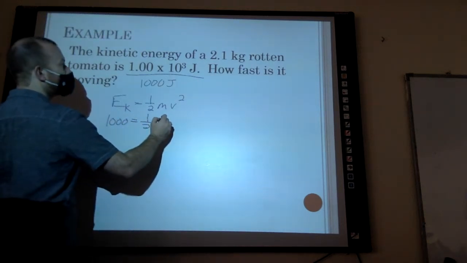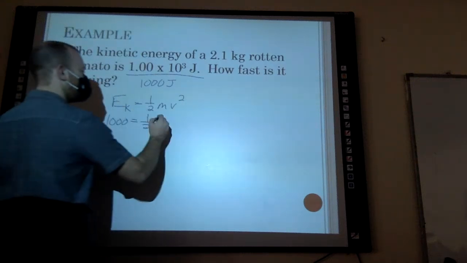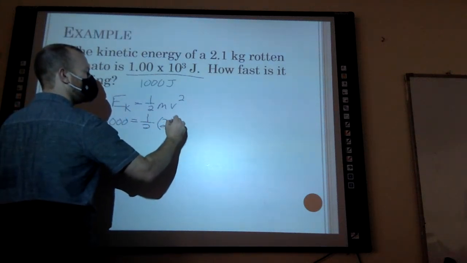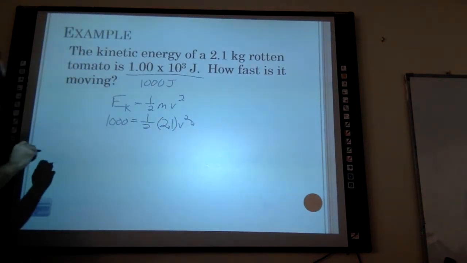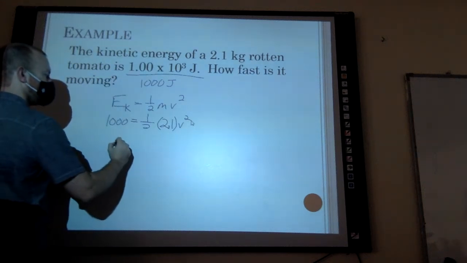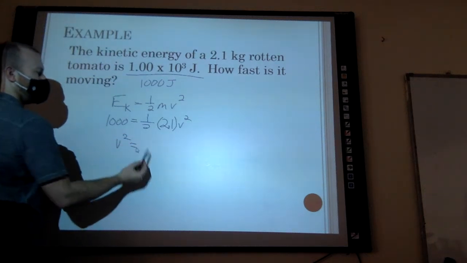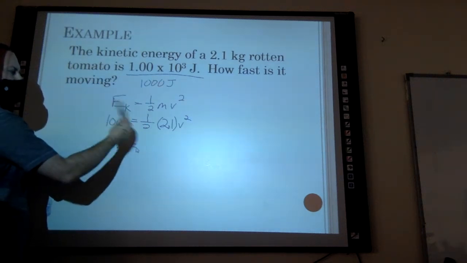We know the mass, or do we know the mass? We do know the mass, 2.1. I didn't see it. 2.1. I need to solve for velocity. Speed, yeah. I said velocity. So v squared is 1,000 times 2 divided by 2.1.